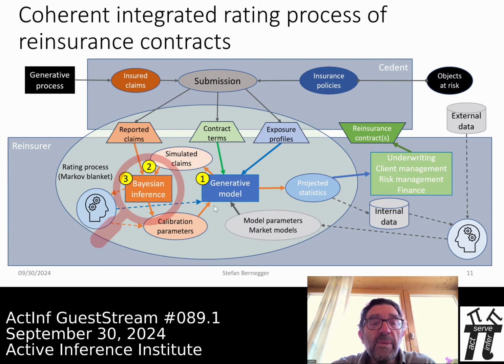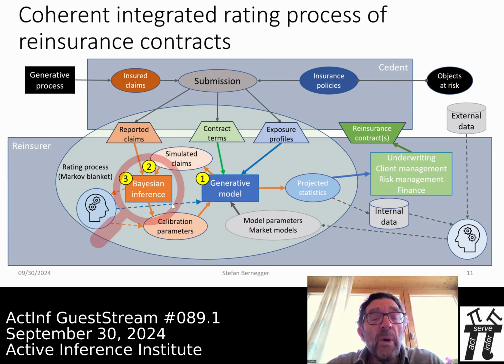So this is the basic secret of this presentation. As I mentioned before, it's a generative model. You have reduced claim statistics and you have Bayesian inference, which you apply to calibrate the model. And maybe you have to go through multiple iterations, but this is basically where the matching is happening.